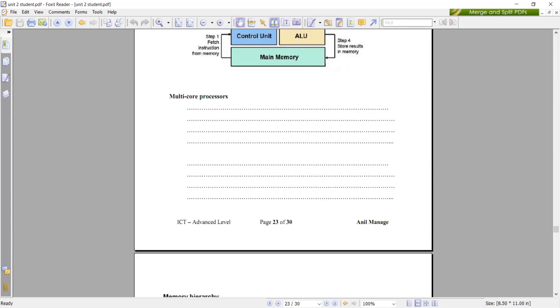Second one, it enables parallel programming. So parallel computing, actually we have discussed. So it enables parallel programming. Third point, to get high performance from a single machine.